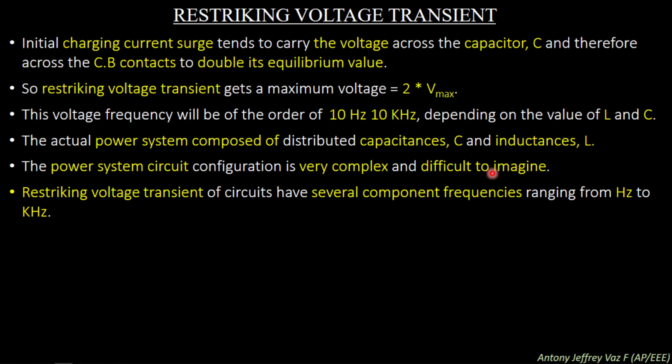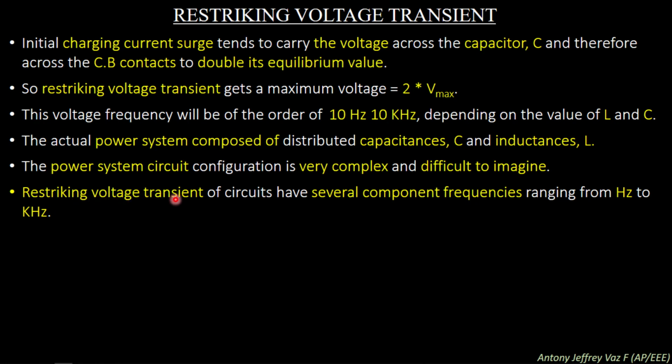Similarly, there will be a lot of areas and a lot of streets in your city. So this complete power system has to cover all the streets and all the villages and everything. So you cannot imagine a power system. It is very difficult to imagine, and it is a very complex one.